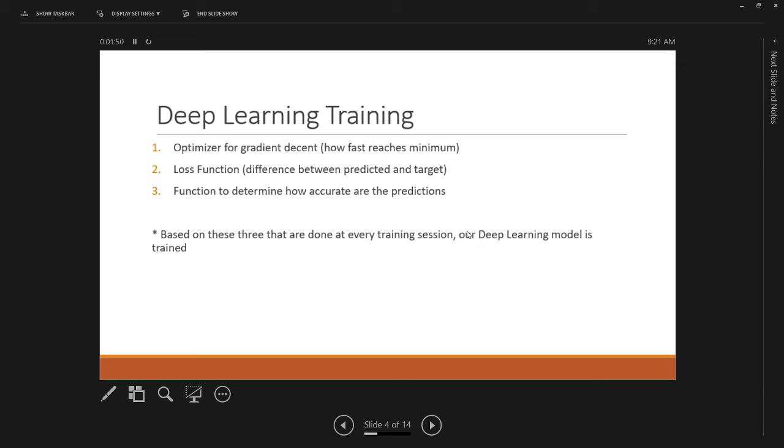Okay, there are three criteria. First, you need what's called an optimizer. Basically, this means that the difference between the predicted and the target has to reach a minimum error, a minimization problem. There's also a loss function, which calculates the difference between the predicted value and the target value. And then we have a function which determines how accurate the predictions are. So based on these three items, we train our deep learning model.